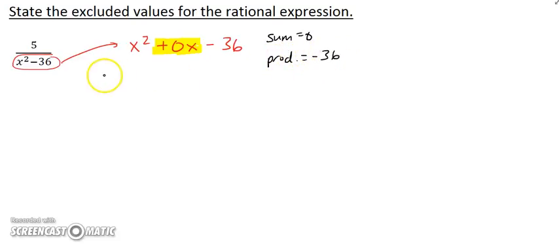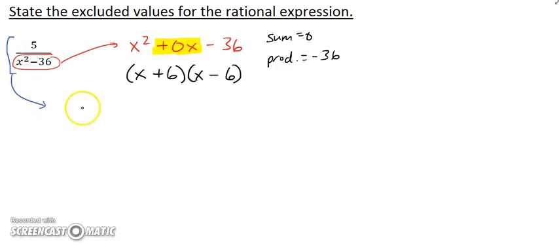I think some of you guys probably got this. But we're simply saying that I think x plus 6 and x minus 6 works. If I were to do the double distribute move here, the middle terms would drop out, 6x and negative 6x. So we factored the bottom. So this expression here could simply be written as 5 divided by x plus 6 times x minus 6.